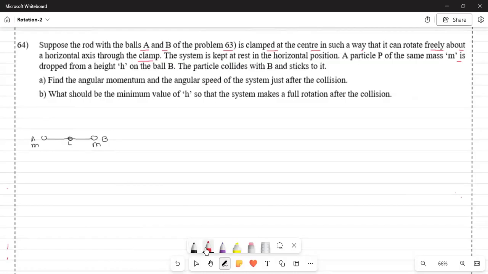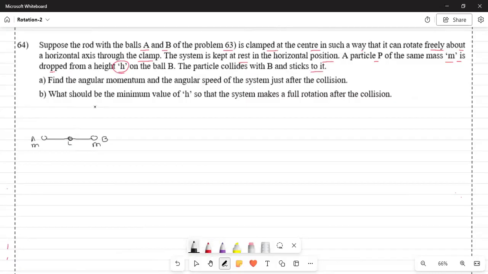Now, it says the system is kept at rest in the horizontal position. So somehow the system is kept at rest here. Somebody is holding it so that it doesn't start rotating. Then what happens? A particle P of the same mass M is dropped from a height h on the ball B. The particle collides with B and sticks to it.